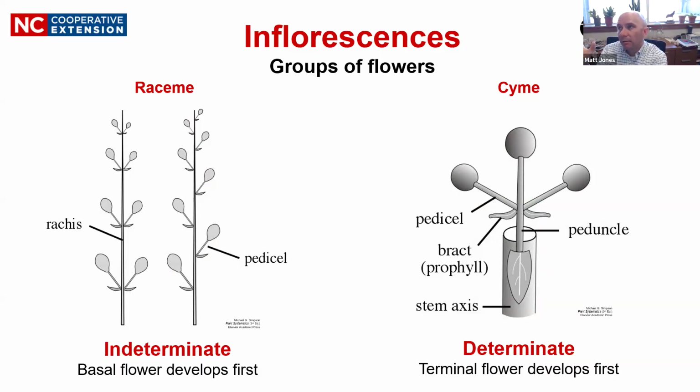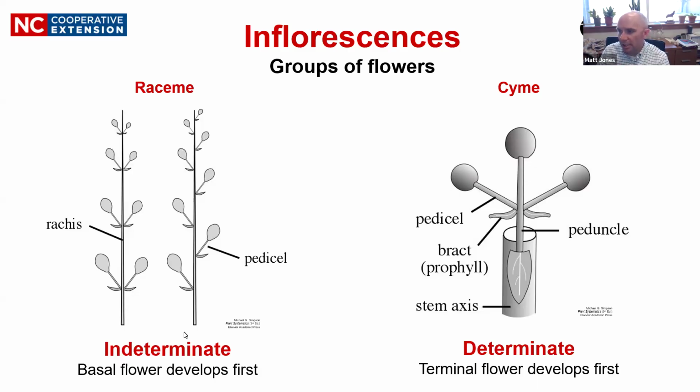Each of these descriptors for inflorescences are themselves grouped as either indeterminate or determinate. And that is just indicating, do the flowers develop from the bottom up or kind of from the top down? And as we'll see in a minute, the different inflorescence types are usually some derivation of a raceme or a cyme. So a raceme is the de facto indeterminate inflorescence, and a cyme is a de facto determinate inflorescence.